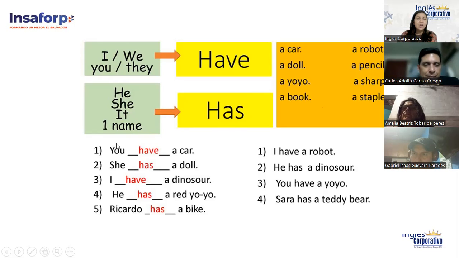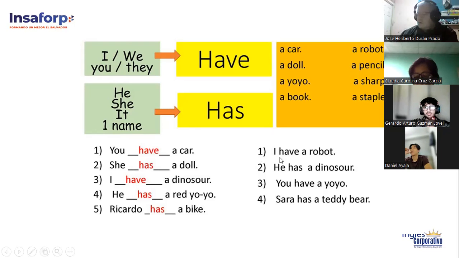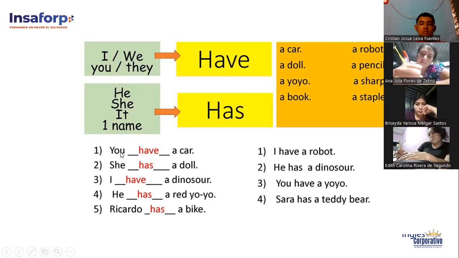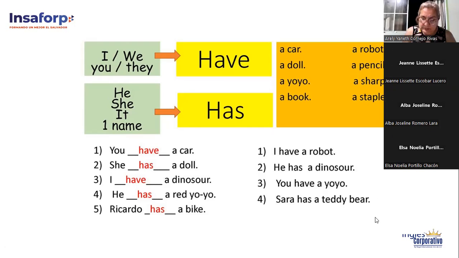Okay, thank you, Carlos. Here you see it says name, because we can mention the name of a person here. For example, we can say Amalia has glasses. Gabriel has a cap. Or we can say Gerardo has a headphone. We can say Ana Julia has a pen, a red pen. Or we can say Areli has a little boy, a little boy around her.